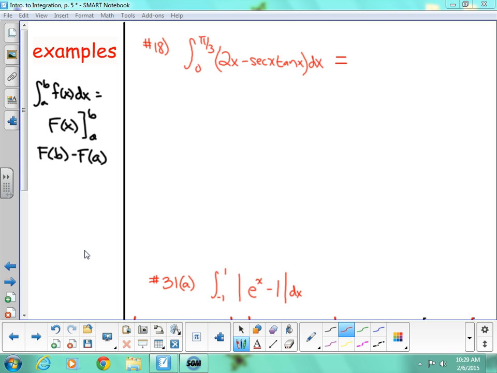We need to find our capital F, the antiderivative. How? Using our rules. Yeah, duh. Right? Forever quiz probably coming, heads up, next Wednesday. So, antiderivative of 2x is 2x squared over 2, which is x squared.